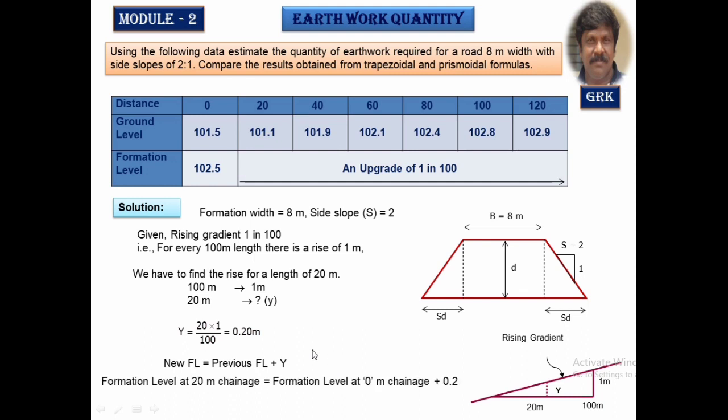We'll show you this one by one in the calculation. As an example, if I want to know the formation level at 20 meters chainage, we should add to the formation level at 0 chainage an amount equal to 0.2 meters. And continue this till the end. Let us understand that.